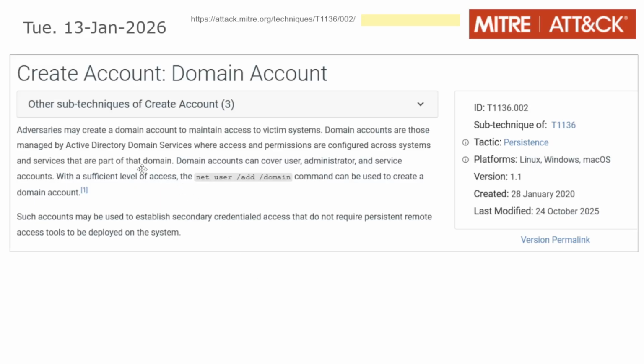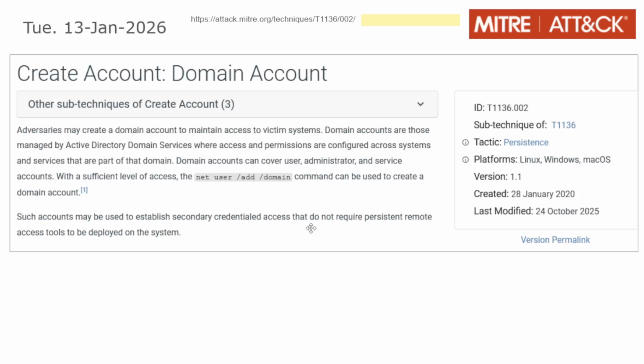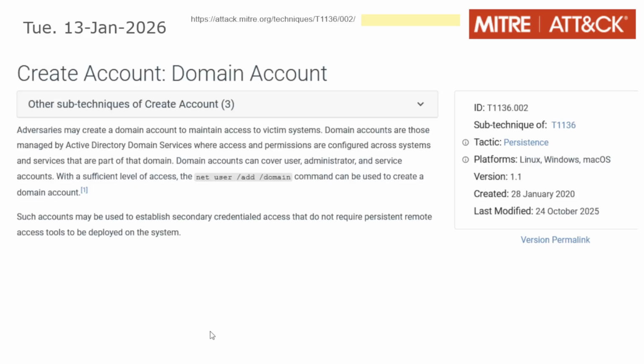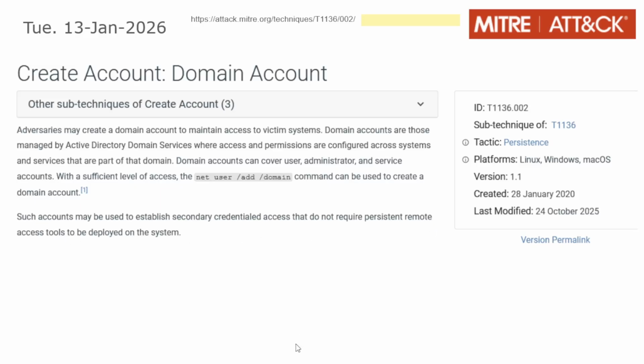And that's the difference, or the danger here. So domain accounts are powerful. Usually they have access everywhere or in many parts. So if you can't control the domain, your IT is compromised pretty much. Domain accounts can cover user, administrator and service accounts. With a sufficient level of access, the net user /add /domain command can be used to create a domain account. So this command you can use whenever you did a privilege escalation as a hacker and you have enough rights. A normal user can't execute that command. Such accounts may be used to establish secondary credentials, so that you don't need remote access.